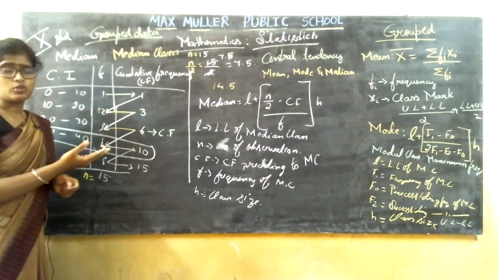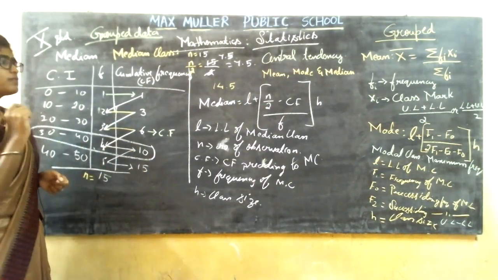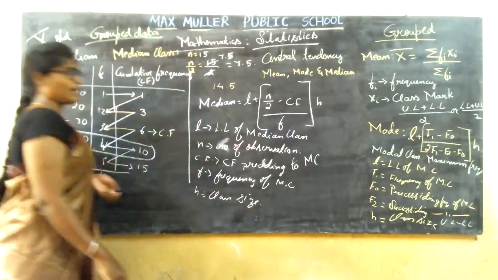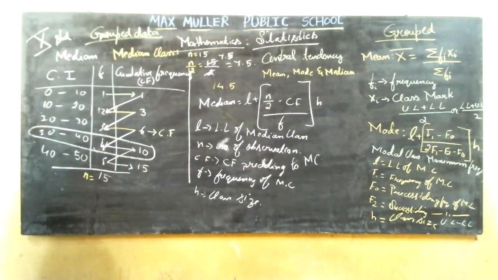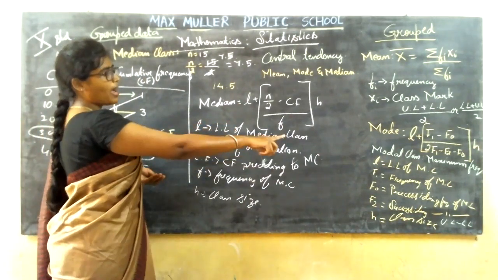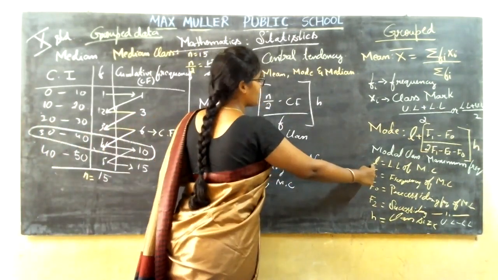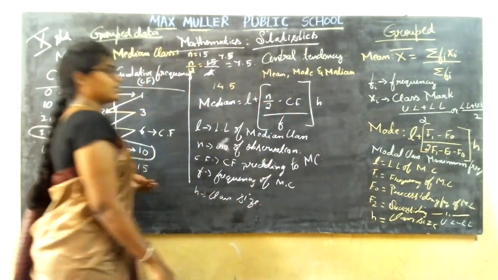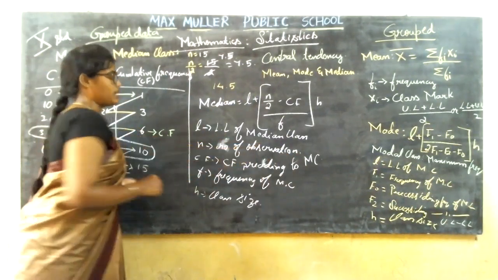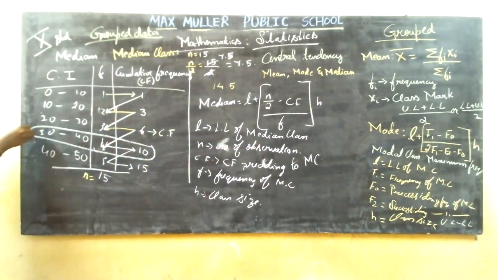The next thing I should do is apply the formula. What is the formula? That is L plus n by 2 minus CF, divided by F, into H. That is the formula. What is this L? As you have seen in the mode, L is always the lower limit. Here also it is the lower limit of the median class. So which is the lower limit? 30 is the lower limit.